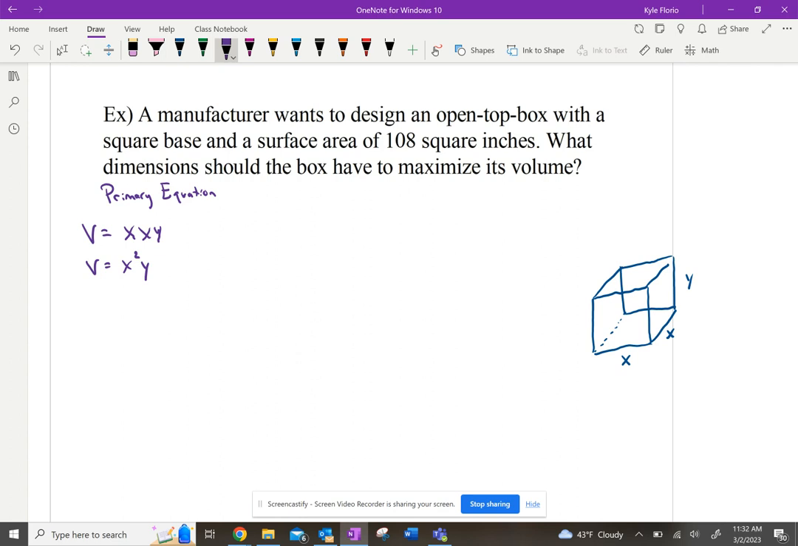So I have my primary equation, but it's got two variables, so I need a secondary equation. What's my constraint here? Well, let's see. The surface area is 108 square inches. So that's my secondary equation. That's my constraint.